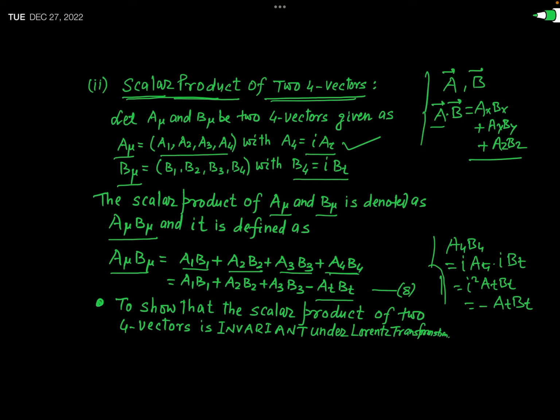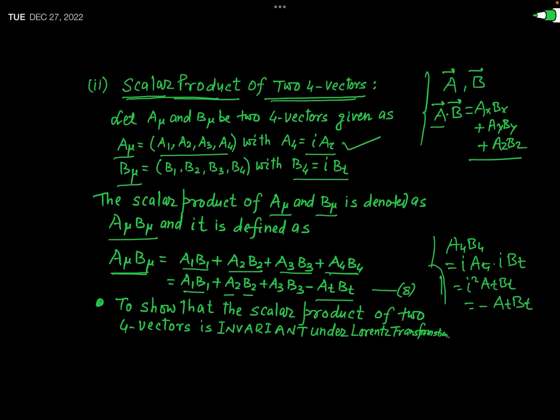So the scalar product of two 4 vectors A mu and B mu is simply defined by the sum of the product of corresponding components. That is, you take the first component of A mu and the first component of B mu and multiply. Again, we take the second components and multiply. In this way, we add up all the products. So this is the technique of finding the scalar product of two 4 vectors.